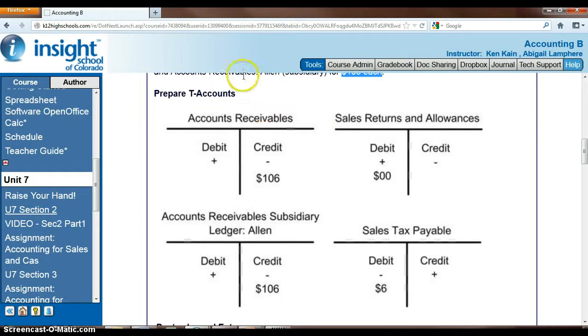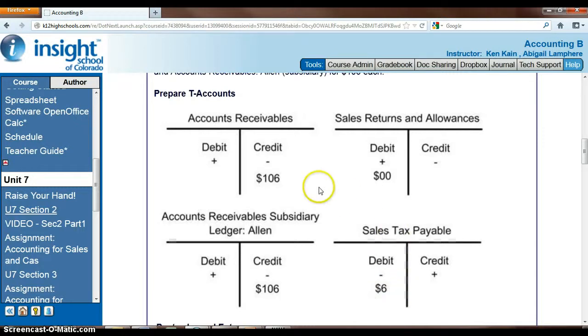Okay, so this is what your T accounts are going to look like. Another typo right here, there should be $100. We're putting $100 into our sales return account. And then we're crediting our accounts receivable for $106 each. You can see that here. And then we are also debiting our sales tax payable.